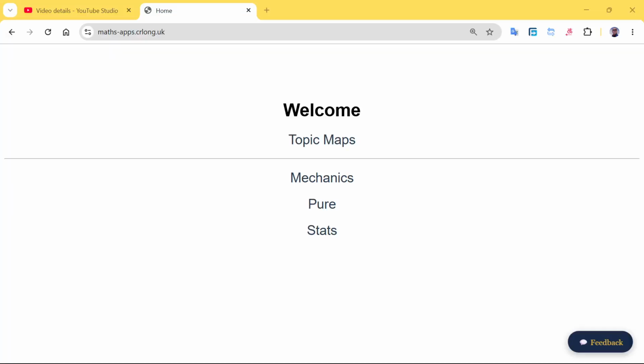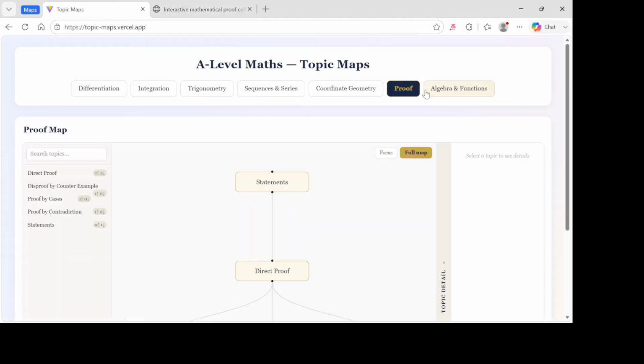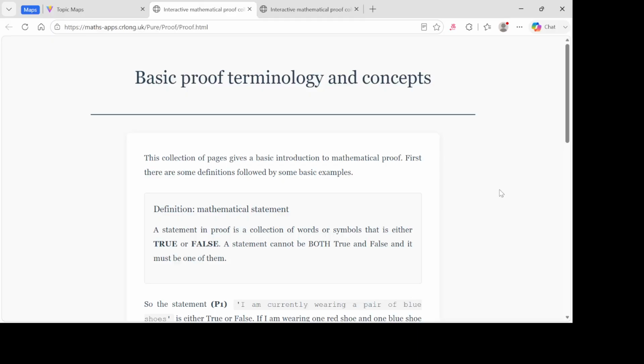To get to the Proof menu, go to the app main menu and then select Pure. From this sub-menu, find the button for Proof, press that, and it will take you to the Proof app. Or go to the topic maps and start at statements. Then you can go to the home page of Proof by just clicking on start this topic. In both cases it will take you to this page.